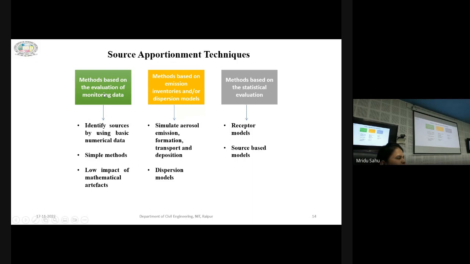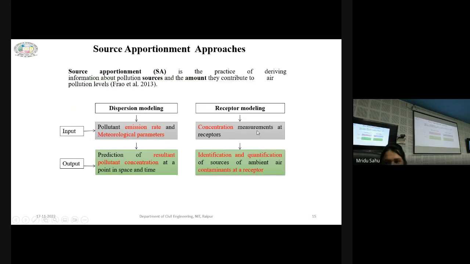Now, the most simple method is that on the basis of monitoring data, we just note down the particulate matter concentration and put the result in a statistical way, showing where the pollutant concentration is high or low. Whereas in the case of dispersion models, what occurs? We simulate aerosol emission, formation, deposition and dispersion, and we estimate the concentration of pollutant. Here I am going to discuss receptor models. Now, dispersion and receptor modeling.